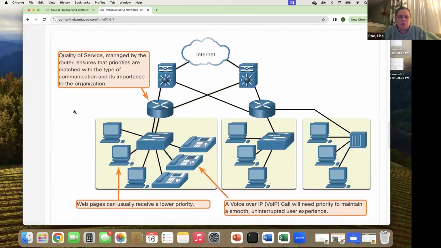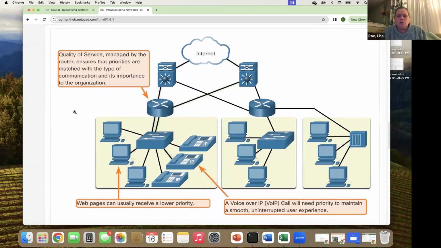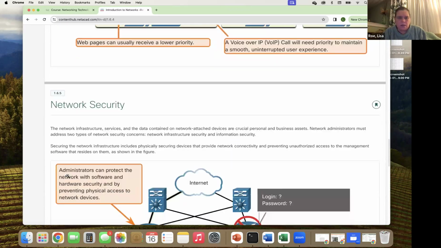Quality of service, I already told you, it's the ability to do streaming, voice and video. So here's an example of IP phones, where your streaming video and your voice data is going to take precedence over other kinds of static data. And when we talk later in this course, we're going to talk about that type of data and how it gets from one end to another.